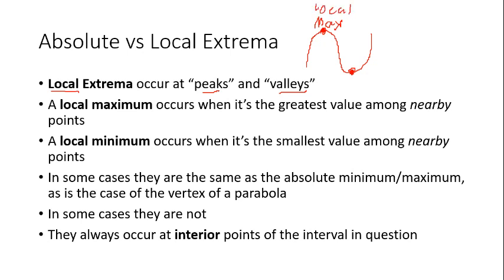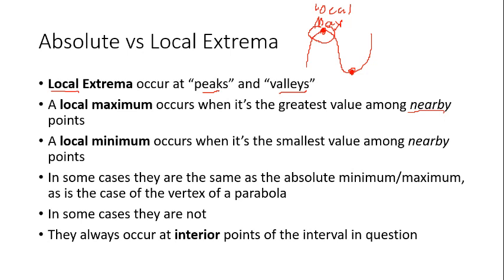A local maximum occurs when its y-coordinate is the biggest among all of the points that are immediately nearby. Not necessarily the highest point on the entire graph, but at a local maximum, it is higher than all of the points that are immediately nearby. So, if you take a look at this little graph that I drew, this local maximum is higher than all of the points that are in the immediate vicinity.